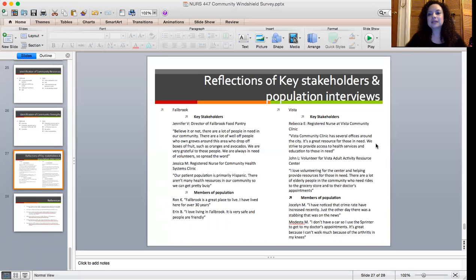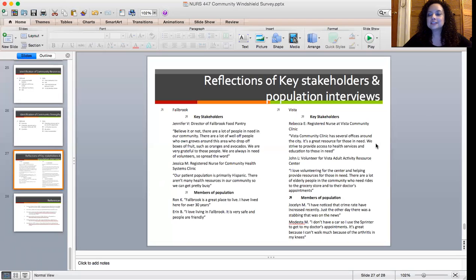So as far as my reflection on the two communities, Fallbrook seems to be a very safe, friendly town and community. It seems like they need some more health resources for those in need. Definitely some education on smoking cessation.